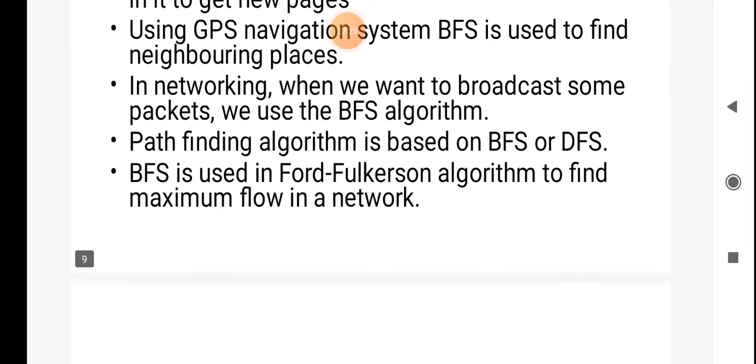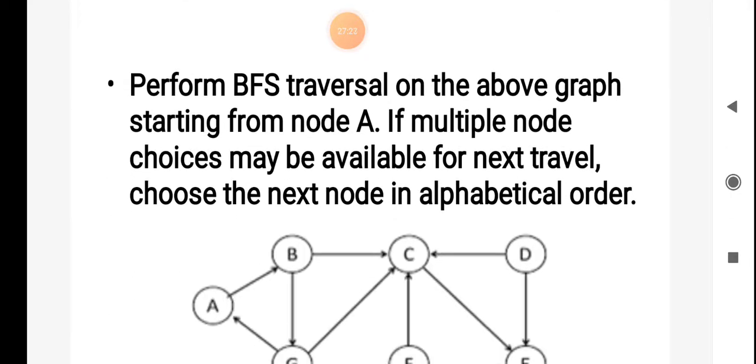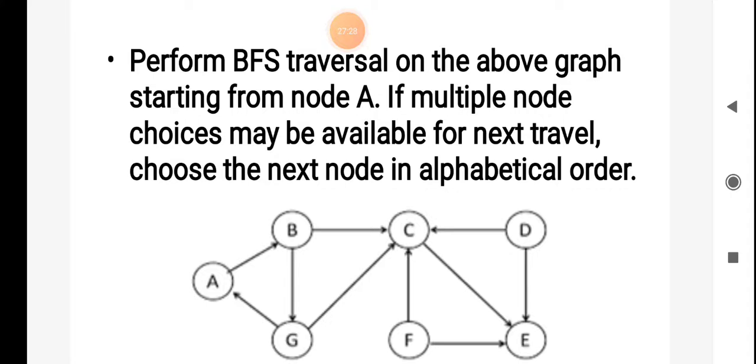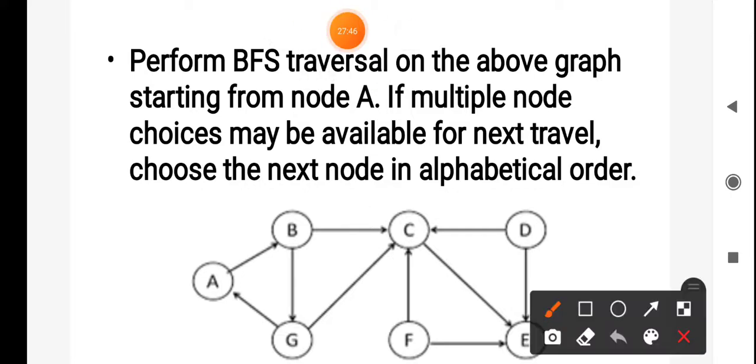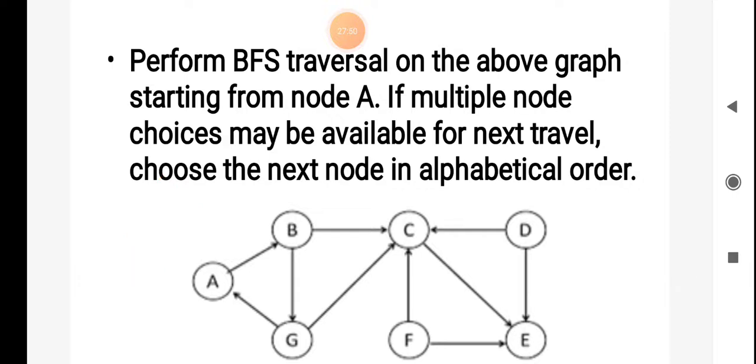Then there is a university question. Perform the BFS traversal on the above graph starting from node A. If multiple node choices are available for next traversal, choose the next node in alphabetical order. So do this as homework. Thank you.